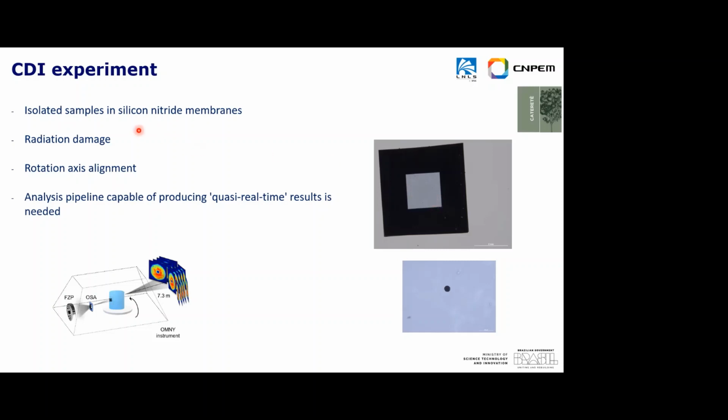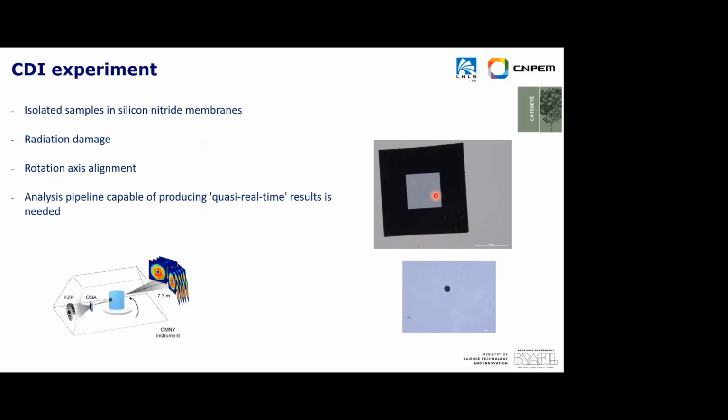Radiation damage can be a problem. As I told you, it's a long experiment. And for it, we are also commissioning a cryostat to be able to do these measurements at low temperature and then mitigate radiation damage. At the beginning of the experiments, we need to align the sample because to have this tomography, the sample should be very well aligned.